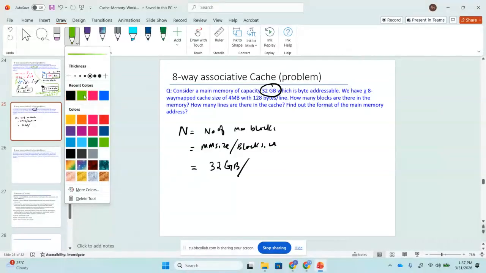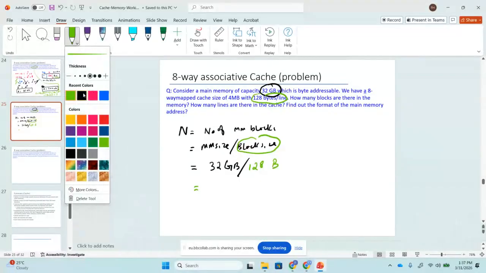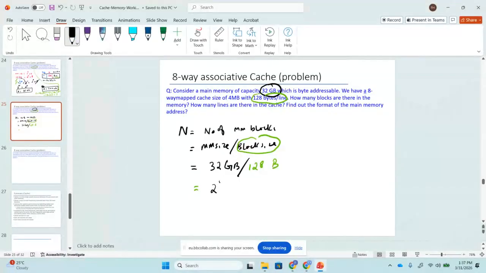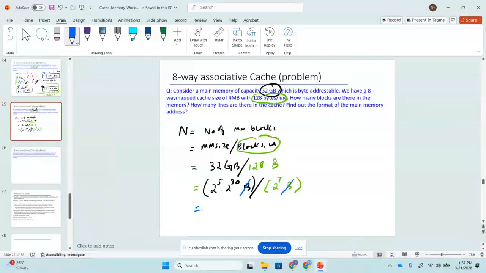So now I can use green color for this. The block size is 128 byte per line. So this is 2 to the power 35 B divided by 128. What is 128? It is 2 to the power 7 B. Now this B and B will cancel out, and this is equal to 2 to the power 35 divided by 2 to the power 7, which is actually what?